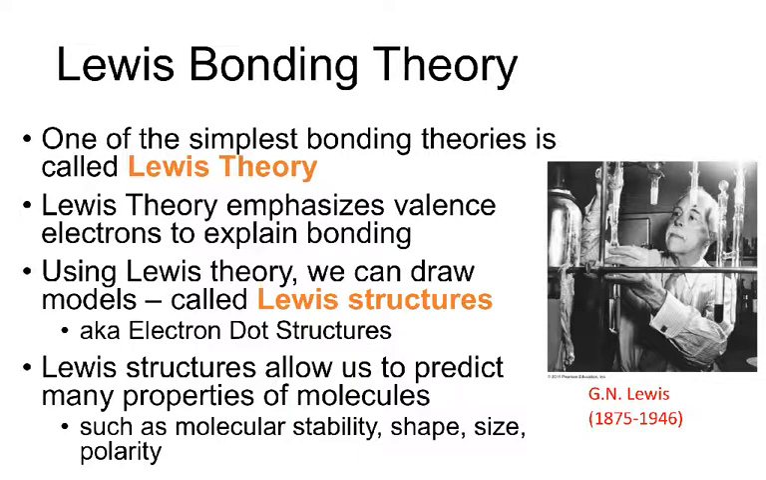So Lewis theory is a simple bonding theory and was invented by Lewis. And it emphasizes those valence electrons that we talked about in the last chapter. So understanding valence electrons will help us understand bonding. And using Lewis theory, we can draw models. We call them Lewis structures or electron dot structures or Lewis dot structures. That's going to allow us to predict several properties about molecules like stability, shape, size, polarity, that sort of thing.